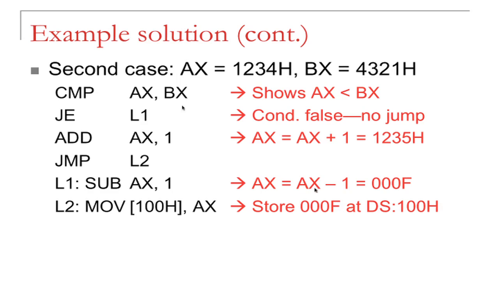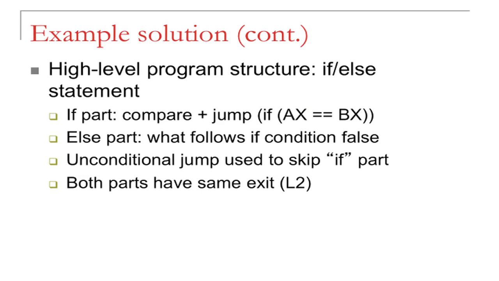Right, this should be gone. This instruction at L1 will not be executed because this jump L2 skipped that. So we actually did an if then else. We actually check whether AX is BX or not, and based on the result, we will do different paths. We will either do the increment or do the decrement. So that's an if then else. And both parts have the same exit, which is L2. And that's where we store the value of AX into a memory location.